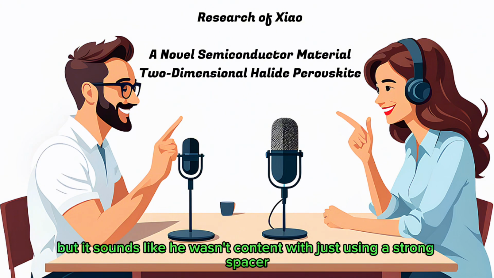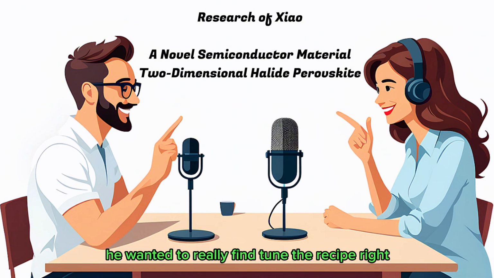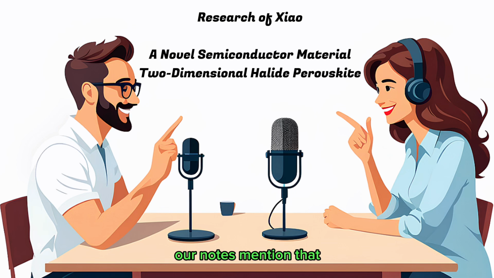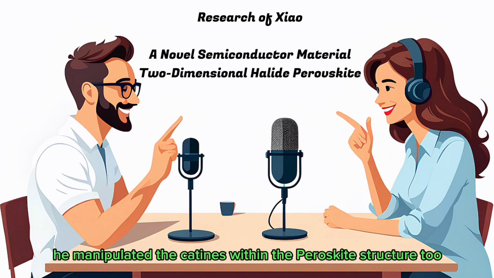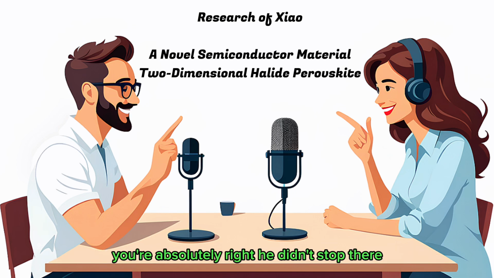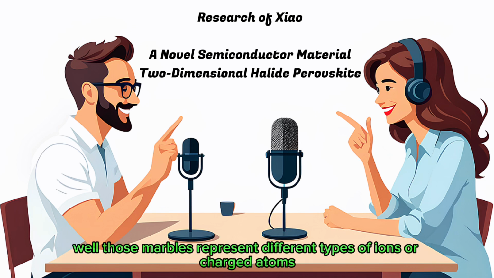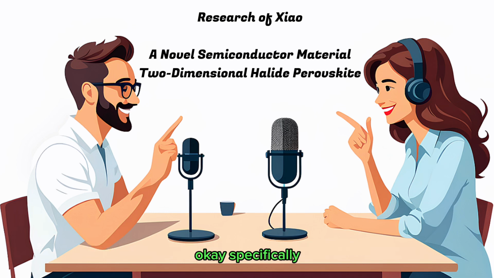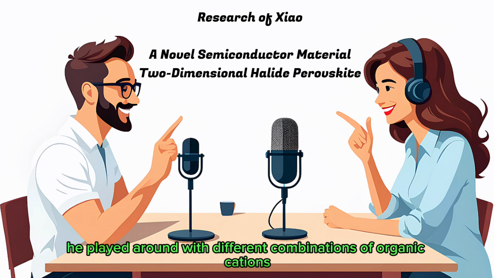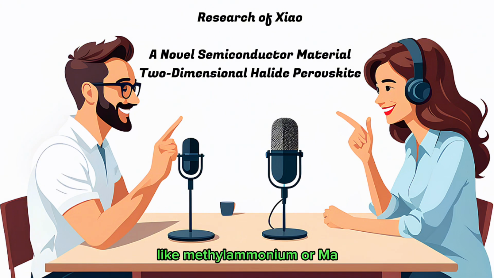But it sounds like he wasn't content with just using a strong spacer. He wanted to really fine-tune the recipe, right? Our notes mention that he manipulated the cations within the perovskite structure too. You're absolutely right. He didn't stop there. Remember how we talked about those marbles fitting into the box? Well, those marbles represent different types of ions or charged atoms. Okay. Specifically, he played around with different combinations of organic cations, like methylammonium or MA and formamidinium or FA.